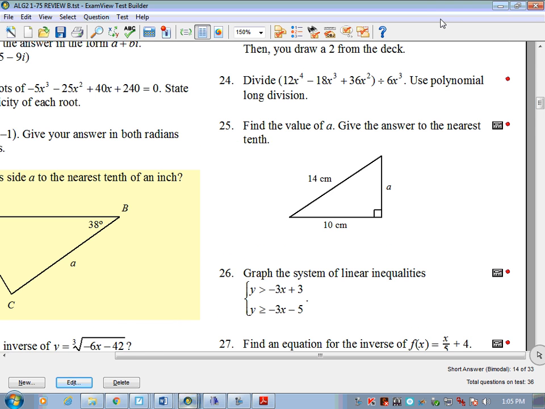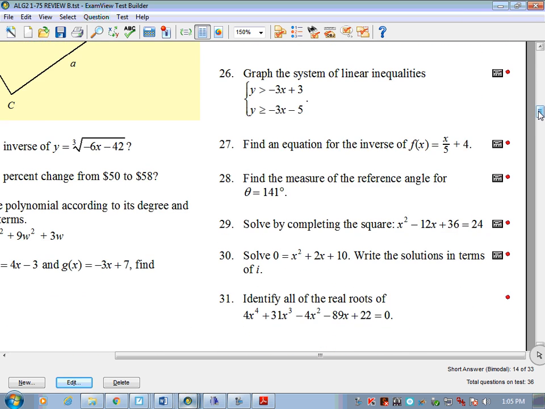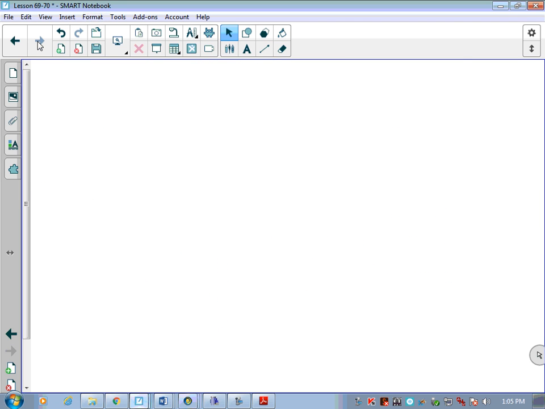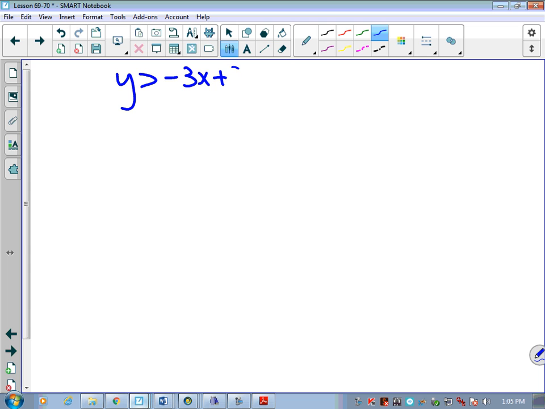All right, 26. Graph the system of linear inequalities. I'm going to go back. You guys hopefully have that. I'm going to go to this page over here and work this question out. Somebody give me those two equations. Y greater than? Okay, and the other one? Y is greater than or equal to -3x minus 5. -3x minus 5? Yeah. Is this right? Okay.